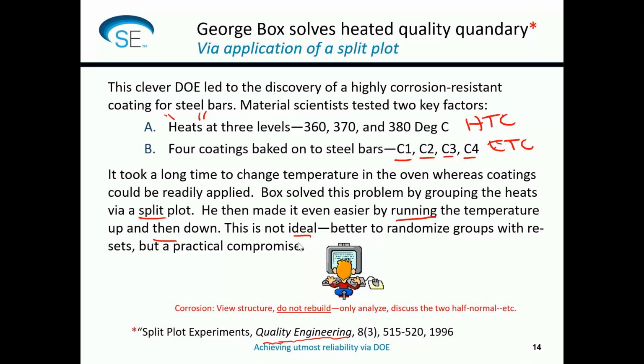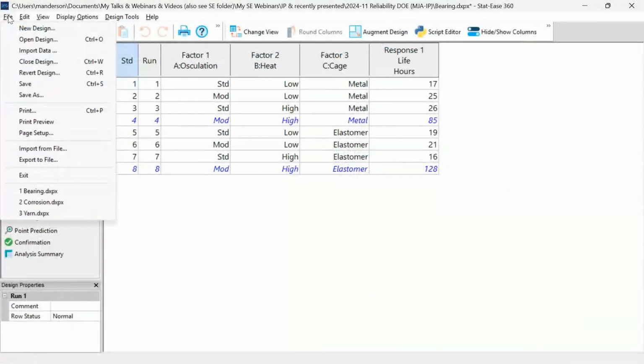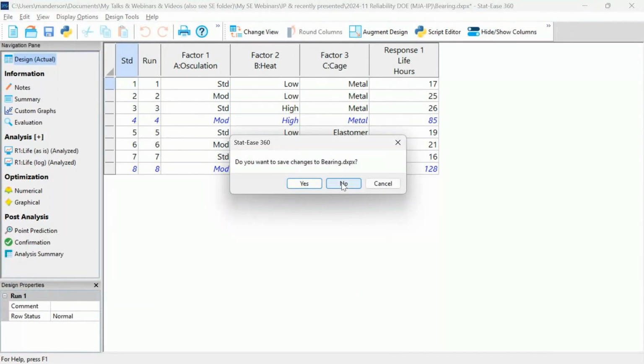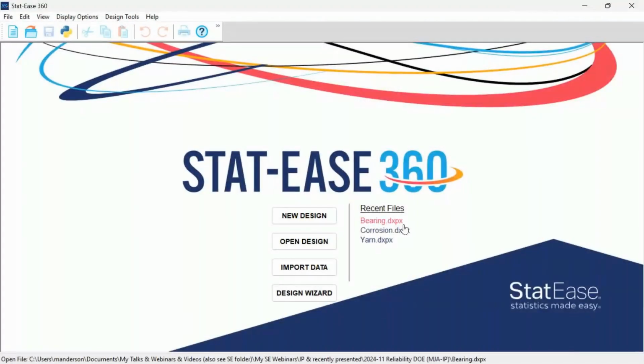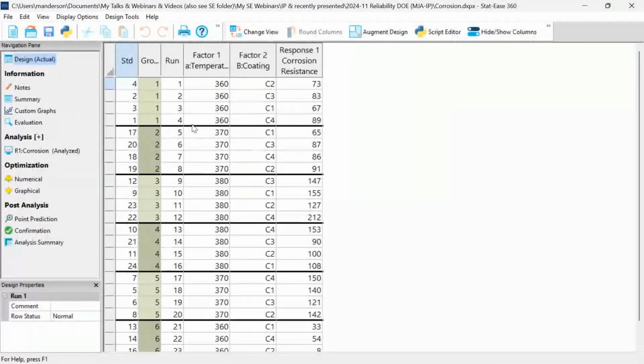So I'm going to take a look at this design. So we'll close out the one that we currently have, and then we'll open up this corrosion. And you can see the grouping here where these dark lines cutting across represent the break where we switch from one group for the hard to change temperature to another group.